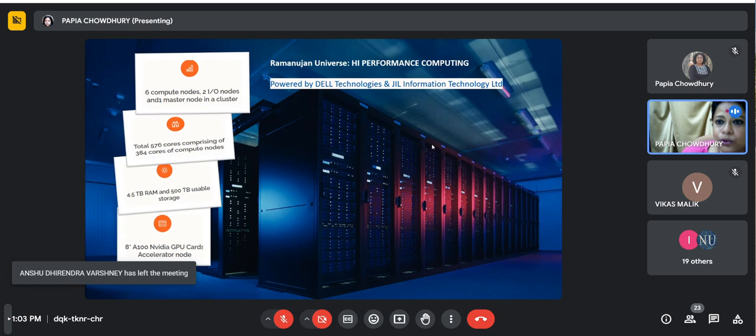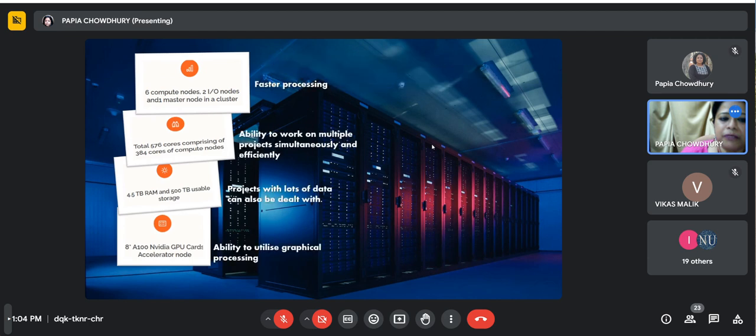Each node can be accessible. We have 4.5 terabyte RAM and 500 terabyte usable storage. We have 8 x A100 NVIDIA GPU cards for the accelerator node. The 6 compute nodes make the processing much faster, and these 576 cores have the ability to work on multiple projects simultaneously and efficiently.